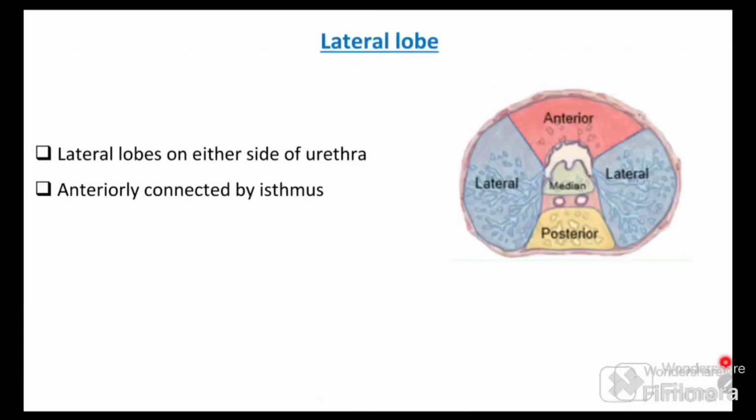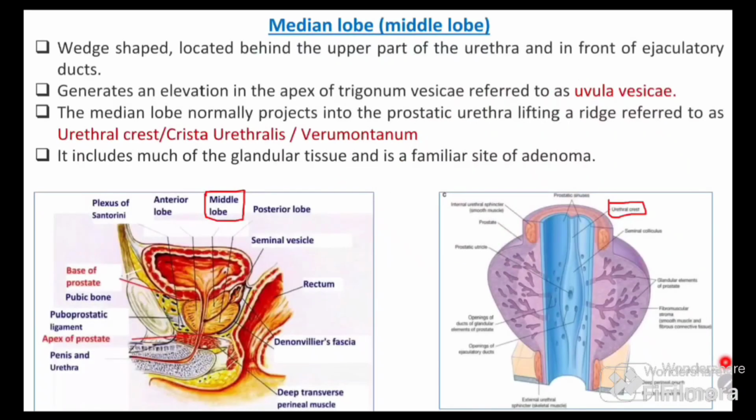Now coming to the lateral lobes. I already told you there are 2 lateral lobes, and these lateral lobes lie on either side of the prostatic urethra, and anteriorly these 2 lateral lobes are connected by means of the isthmus. That is known as the isthmus.